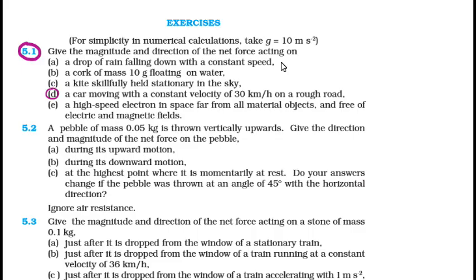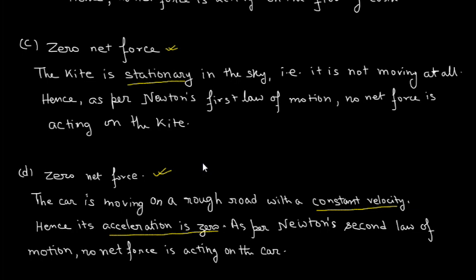Now, question number D. A car moving with a constant velocity of 30 km per hour on a rough road. Zero net force. The car is moving on a rough road with a constant velocity, this is the important point, constant velocity. Hence, the acceleration is zero. So, since the velocity is constant, acceleration is zero, and as per Newton's second law of motion, no net force is acting on the car.